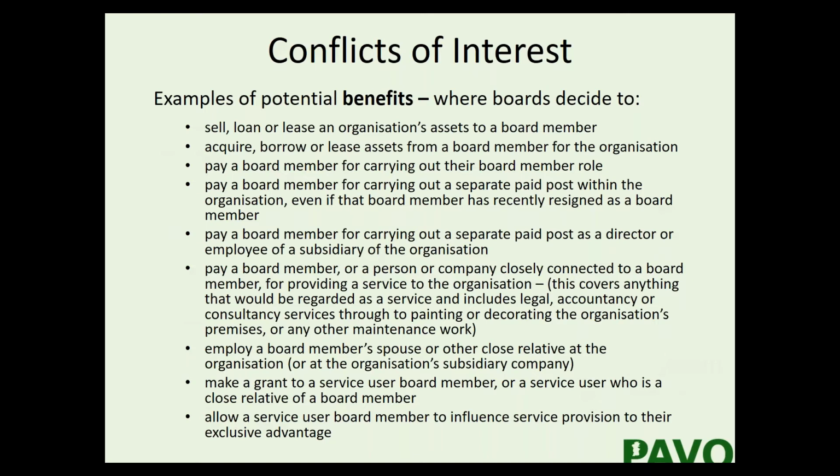Examples of potential benefits is where boards decide to sell, loan, or lease an organisation's assets to a board member. You're in a privileged position. You've got insider information in terms of what assets are available, etc. Acquire, borrow, or lease assets from a board member for the organisation. So you're paying rent to one of your board members, etc. It is doable, but there's a decision-making process and a process that has to be managed.